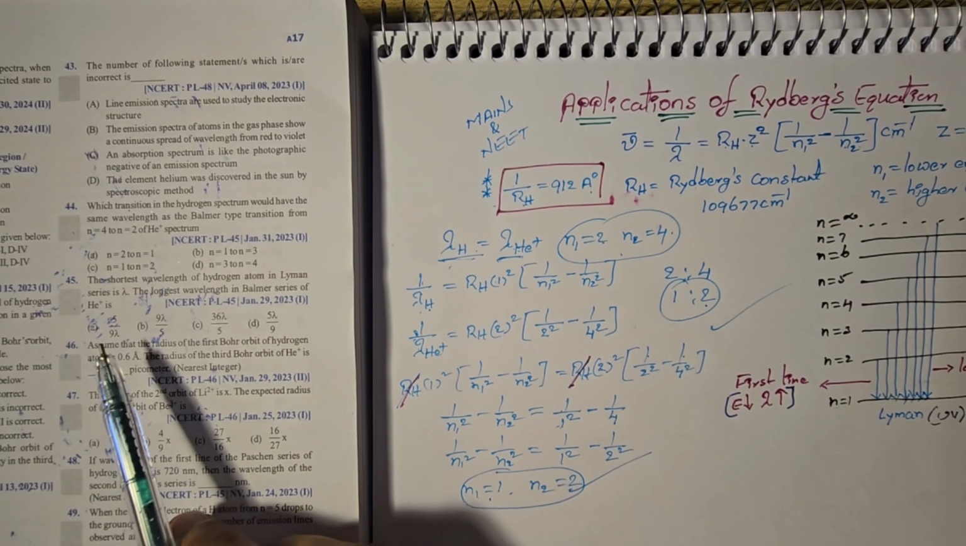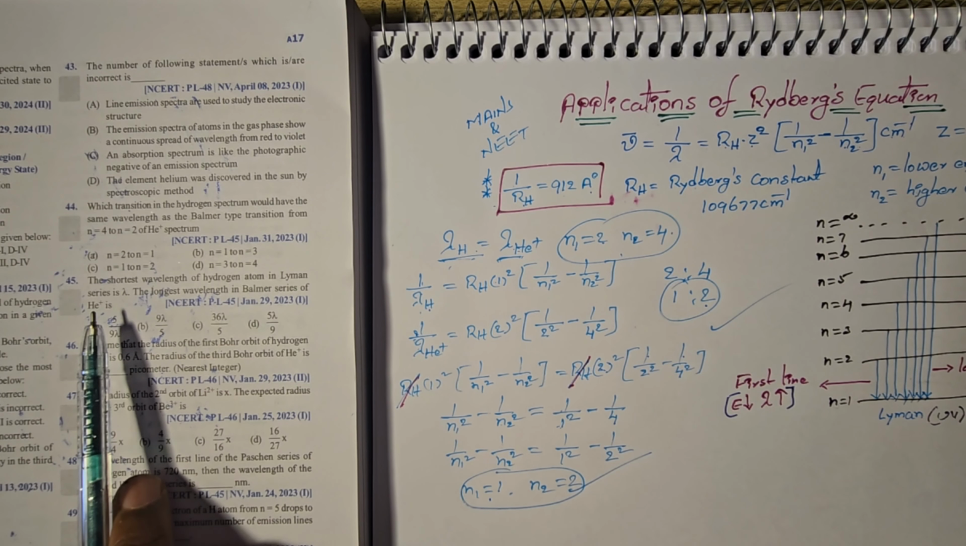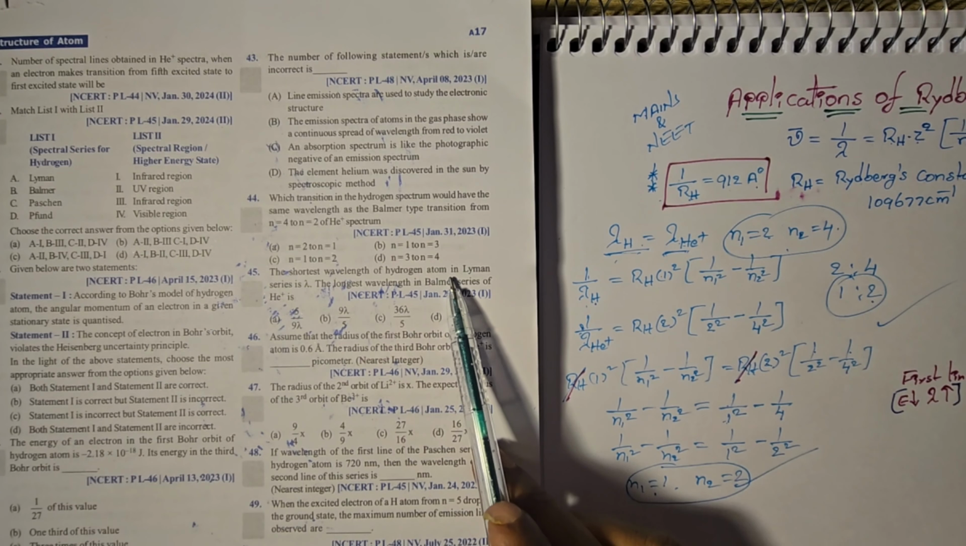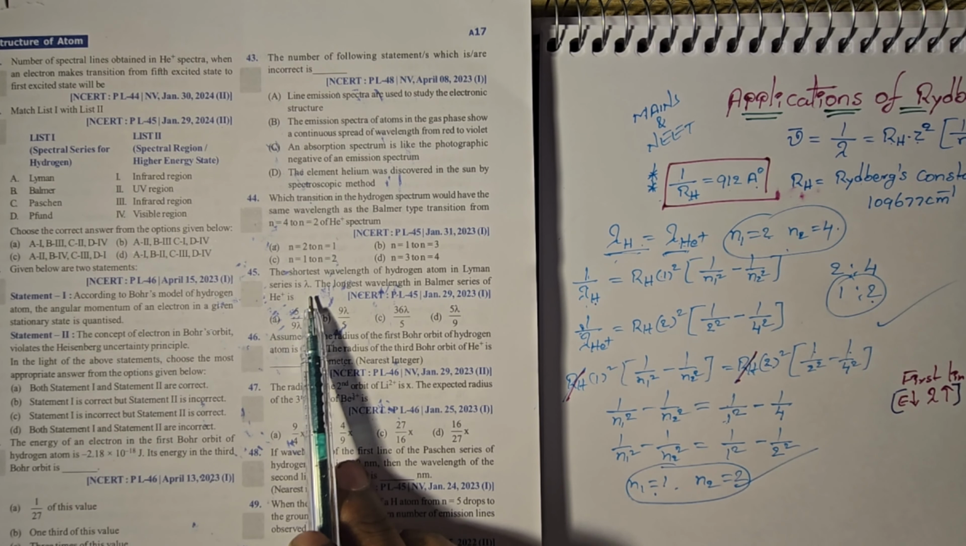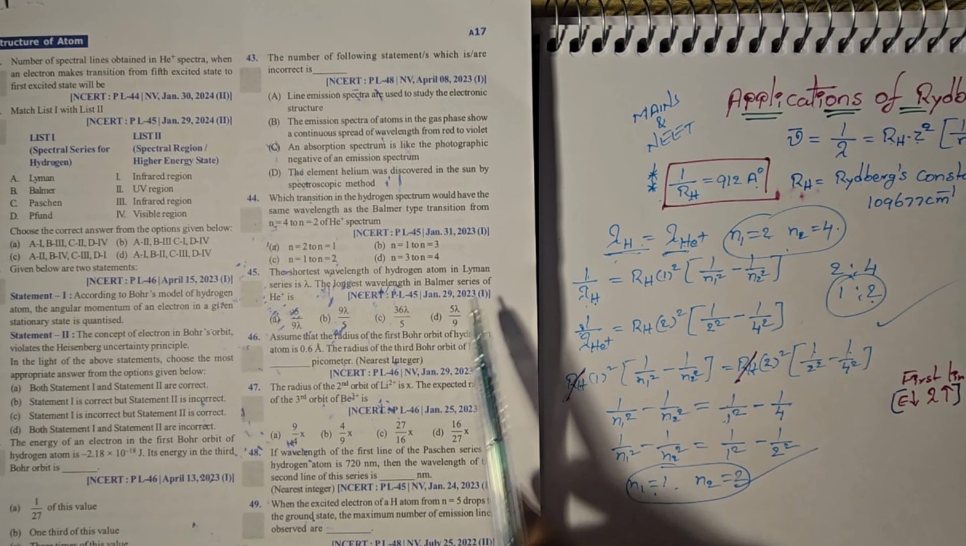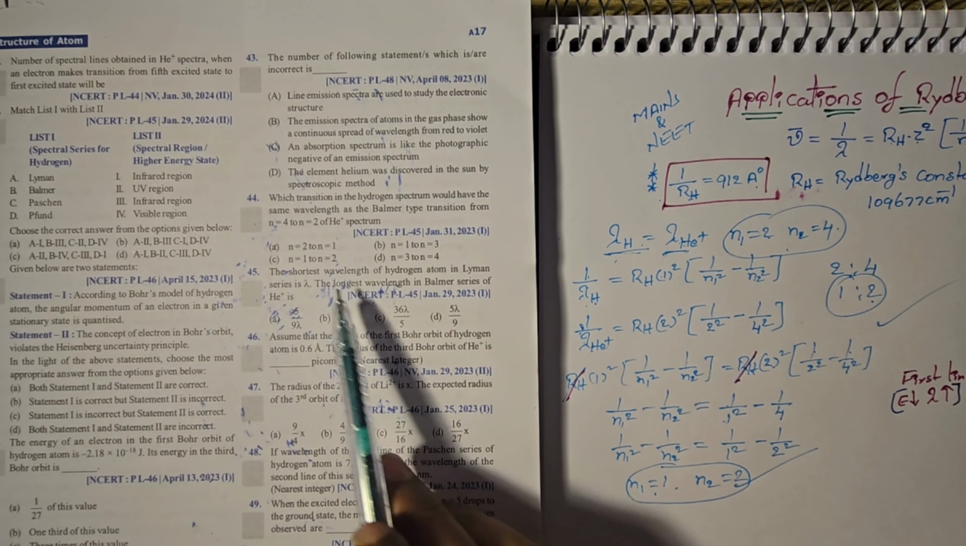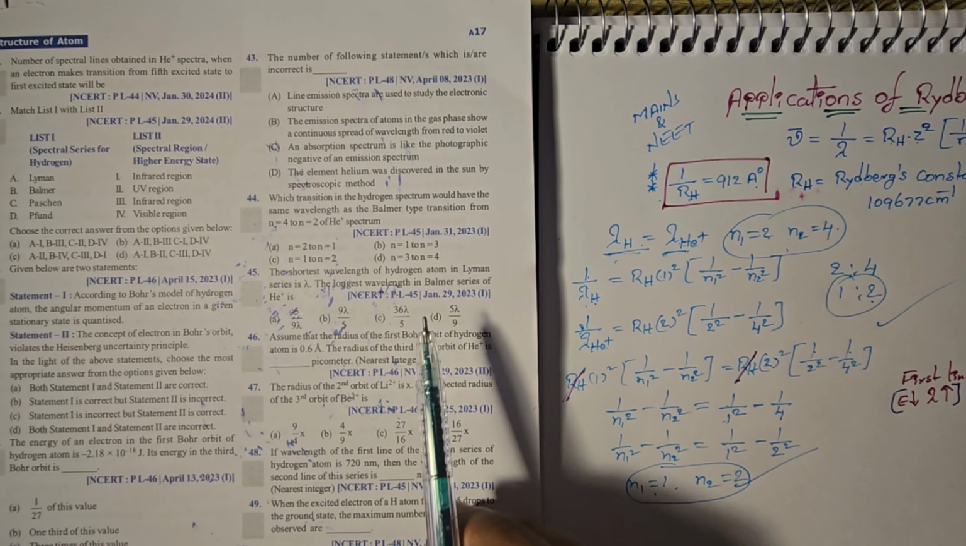Here, students, observe question number 45. What is given in question number 45? The shortest wavelength of hydrogen atom in Lyman series is lambda. The longest wavelength in Balmer series of helium plus is? The question is that: the shortest wavelength of hydrogen atom in Lyman series.